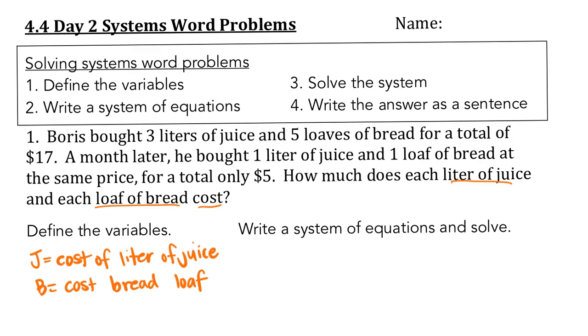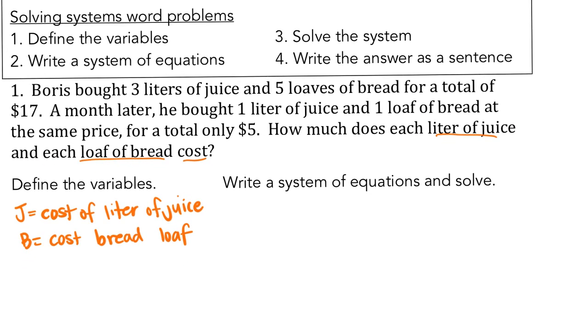Okay, now I'm going to go ahead and write a system of equations. So I'm going to reread it and look for an equation this time. And I'm going to use J and B because I selected those for my variables. You could have picked different variables. Okay, Boris bought 3 liters of juice. So that's probably 3J. And he bought 5 loaves of bread. So I think the first equation is 3J plus 5B for a total of $17. And then that's going to add up to $17. Okay, that's the first equation. I need another one because I have 2 variables.